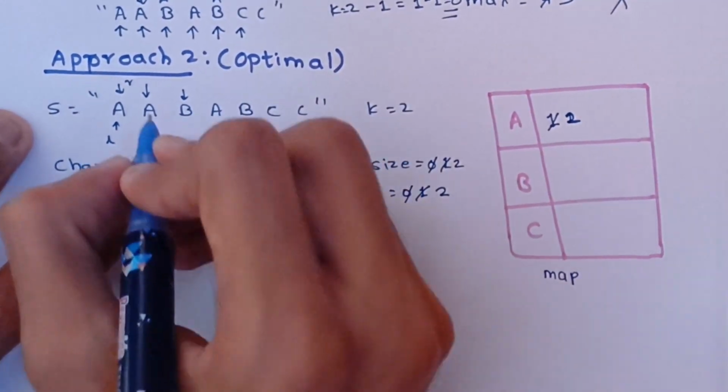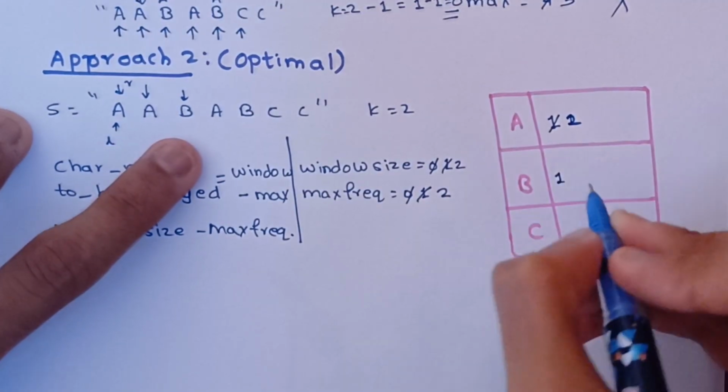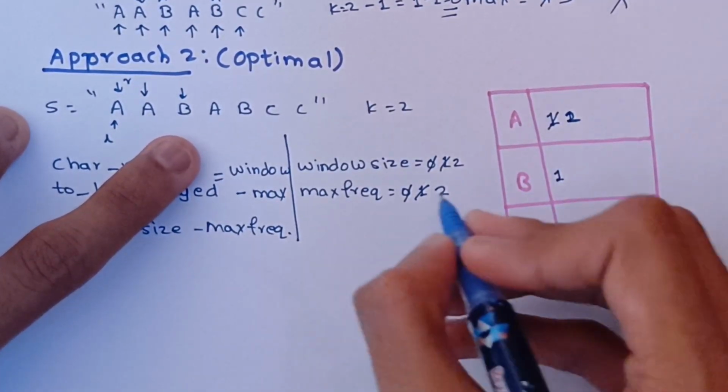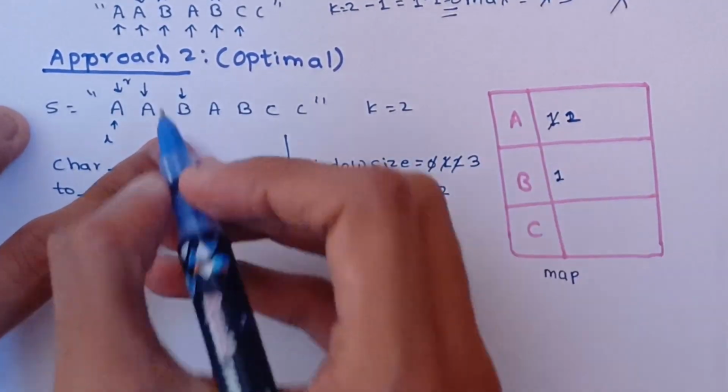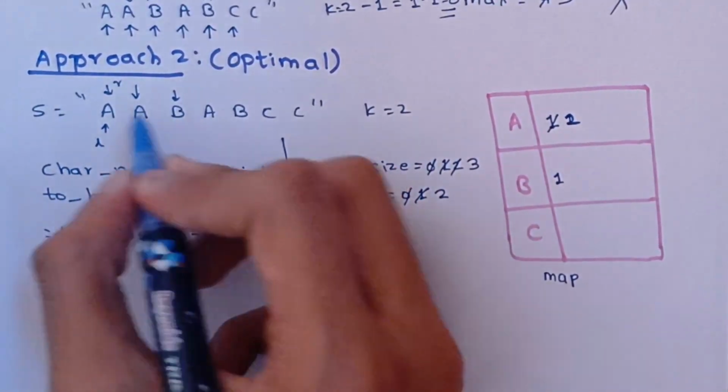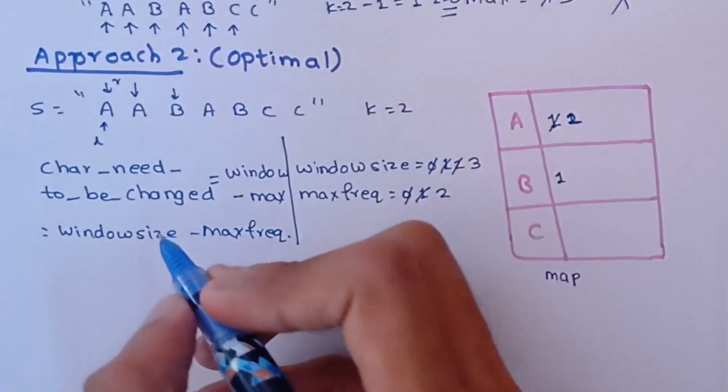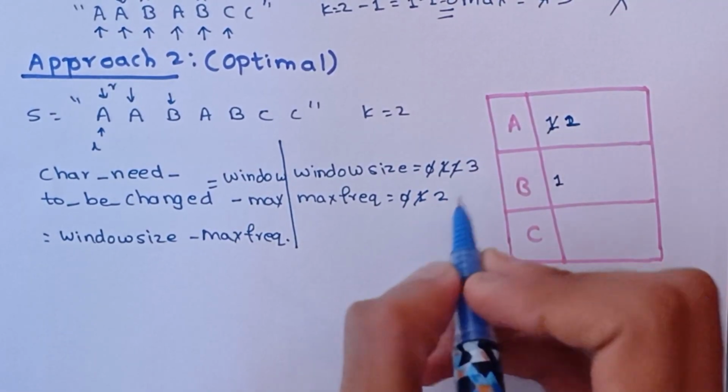Now the frequency of b will increase. Now here it is 1, and the maximum frequency between 1 and 2 is 2, so it will remain 2, and the window size is 3. So we find that this is not a repeating character string. Now our window size is 3 and maximum frequency is 2.